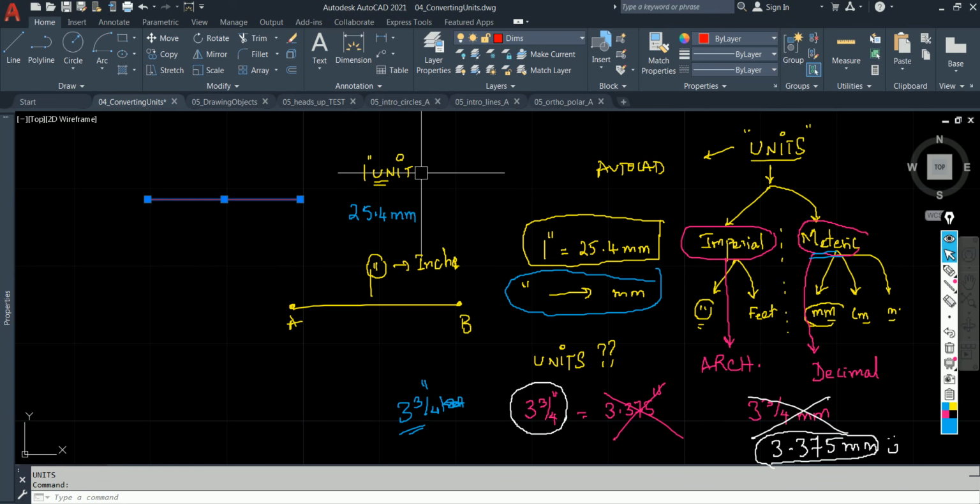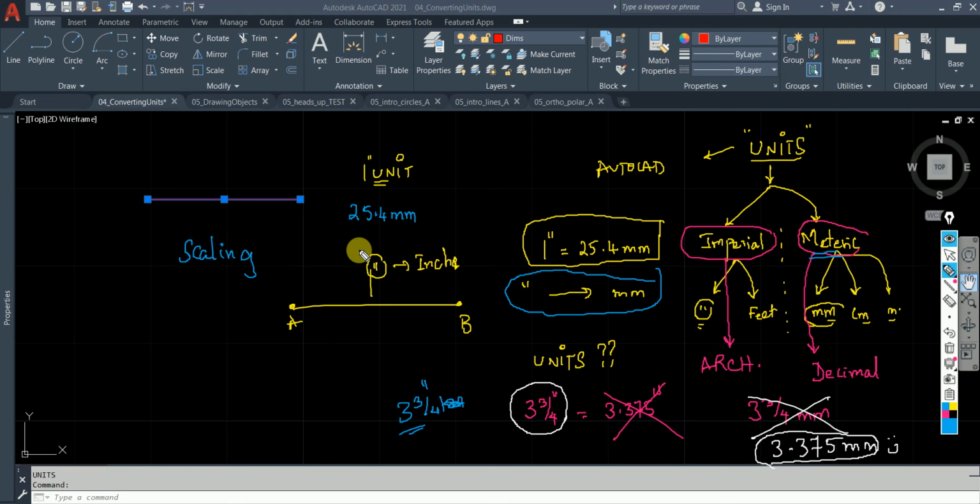He knows units. That's why I told you, when you select the object, 1 unit, don't tell me it's inches or millimeter. But this drawing has been done by some human. He knows inches. Some other human knows millimeter. We need to convert this. This conversion is called scaling. Like a multiplication, that scaling factor is the conversion unit.